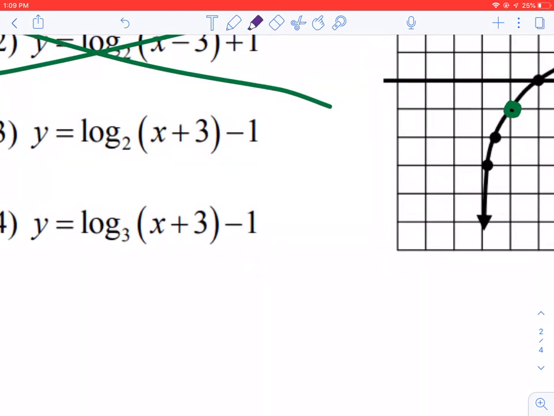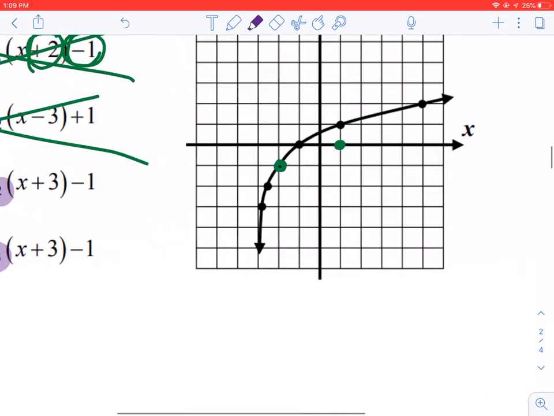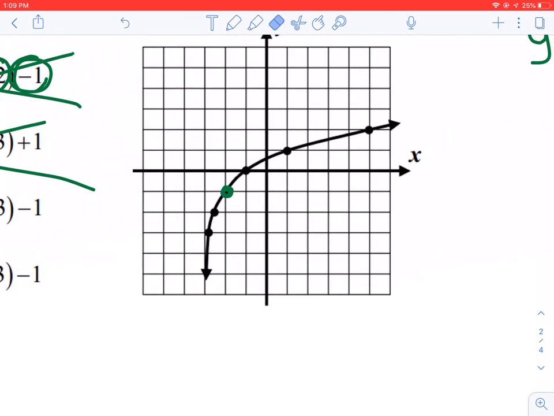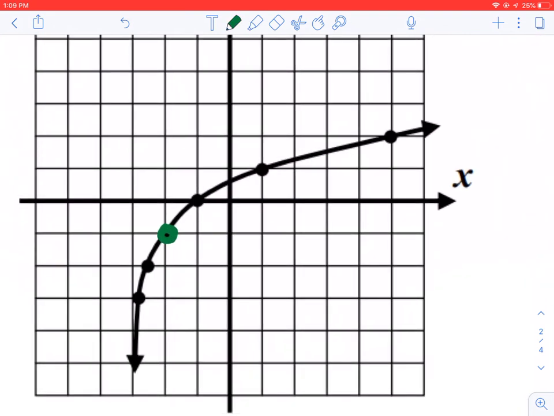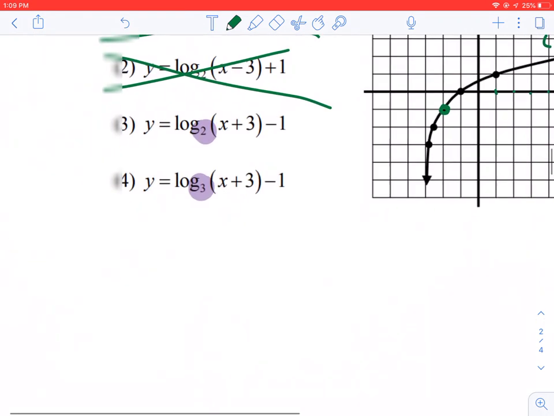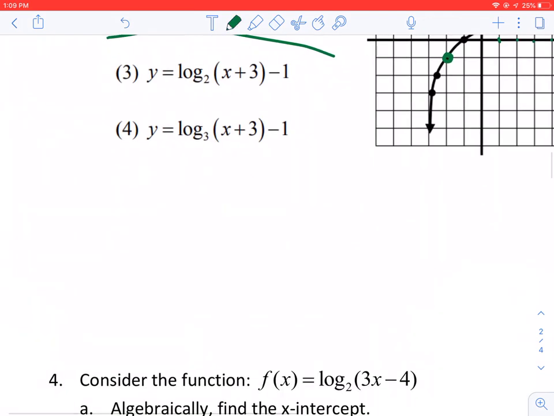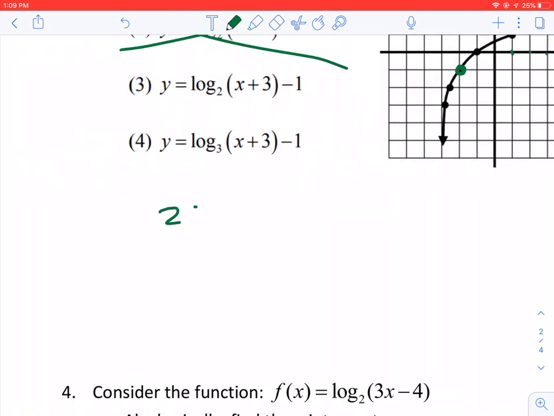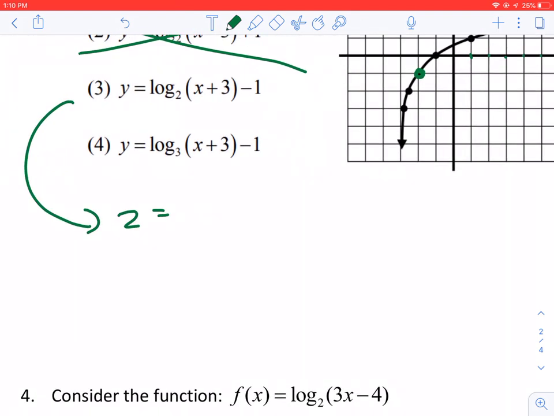So the only thing that's different about these two is the base, right? Or how fast, or how slowly rather, it's increasing, right? So really the best way is to just take a point and plug it in and see what happens. So for example, if I take the point 1, 2, 3, 4, 5, I'm going to try plugging in this point 5, 2, and seeing which equation fulfills or satisfies that point. So 5, 2, that means 2 equals, using choice 3, 2 equals log base 2 of 5 plus 3 minus 1.